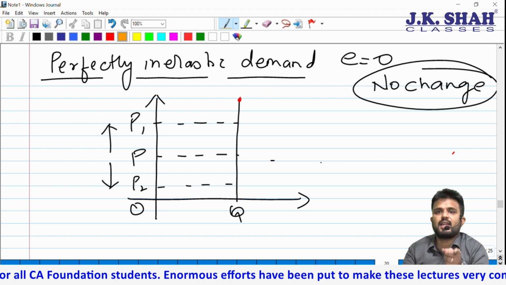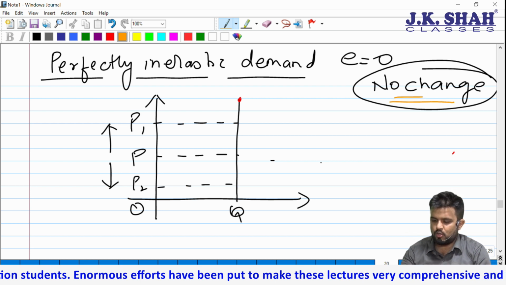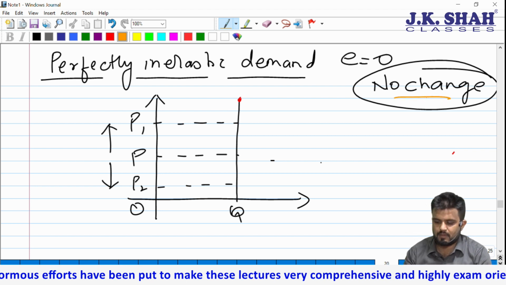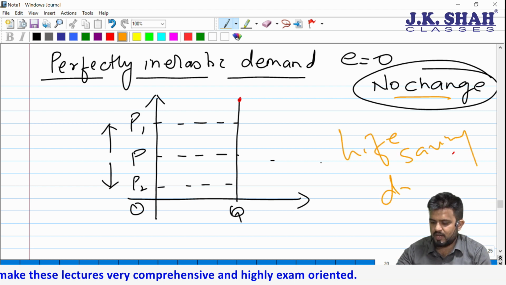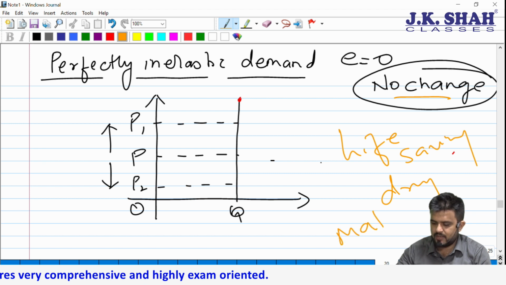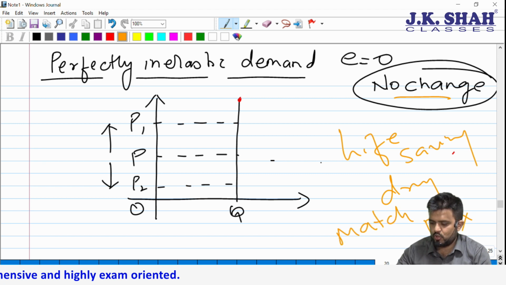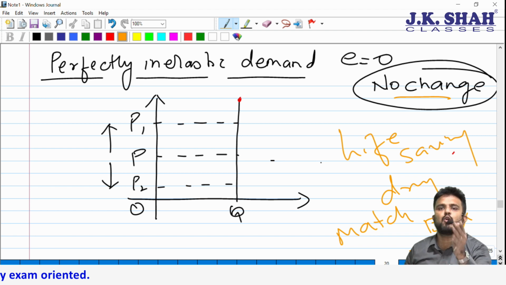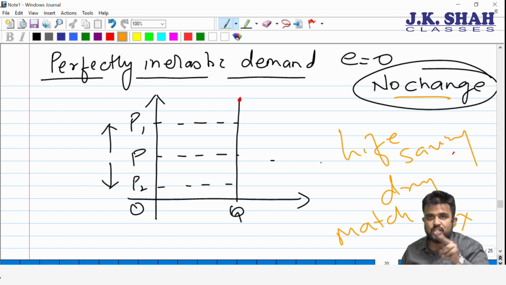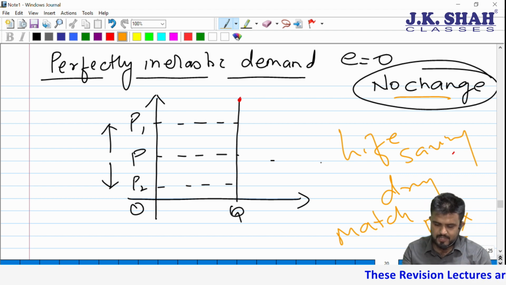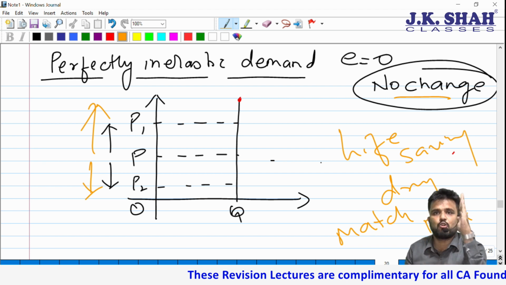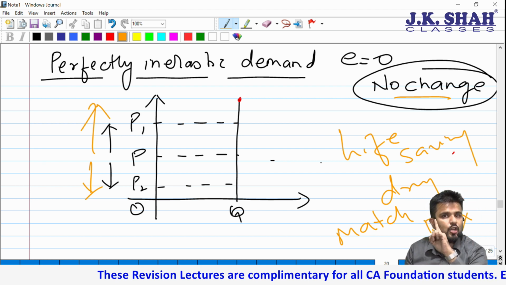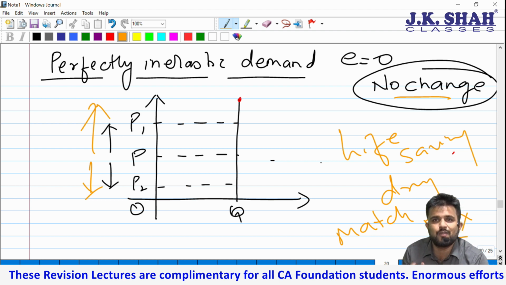Next is perfectly inelastic demand. Very important, no change at all. Like life saving drug, or you can say matchbox could be the example. Very important medicine. Slight change in the price of the commodity. Price may either increase, price may either decrease. But my demand is going to remain constant. It will not change because that commodity is very important for me.